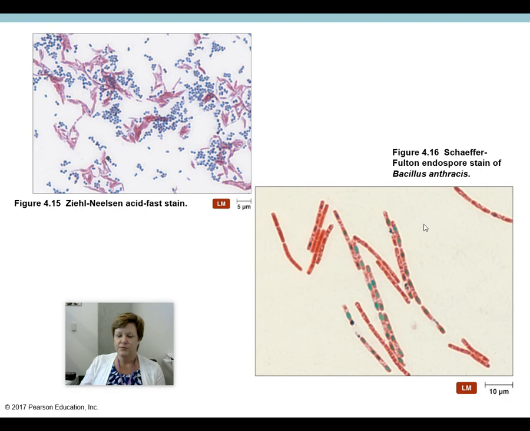And then the endospore stain, what we call the vegetative cells, are pink from the safranin, but the endospores are green. So that malachite green really tells us if there's spores. In this picture, there are.